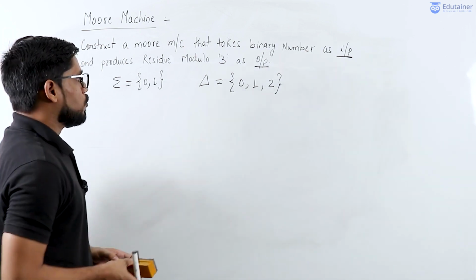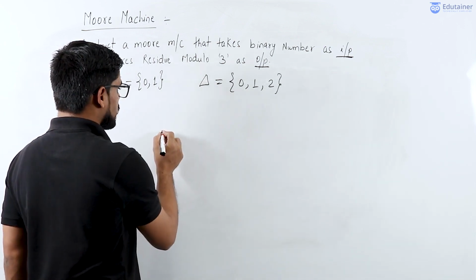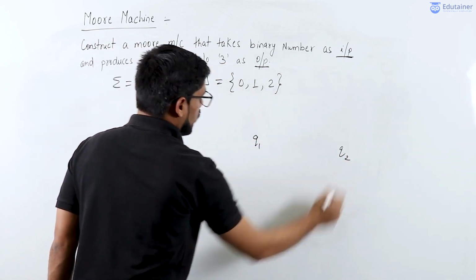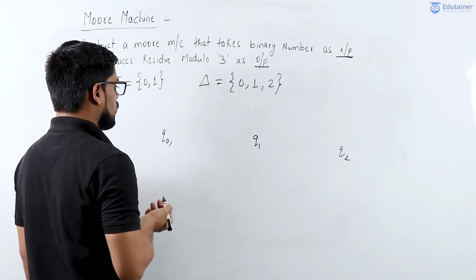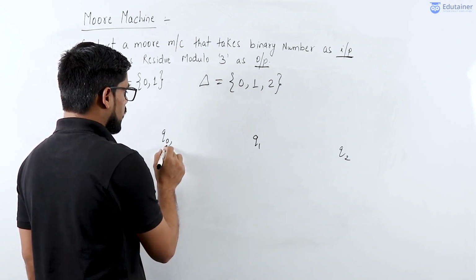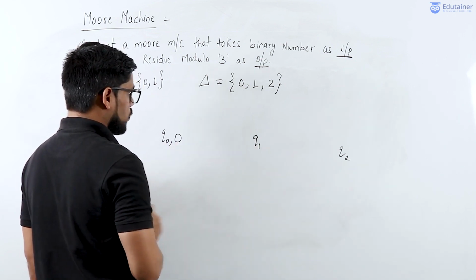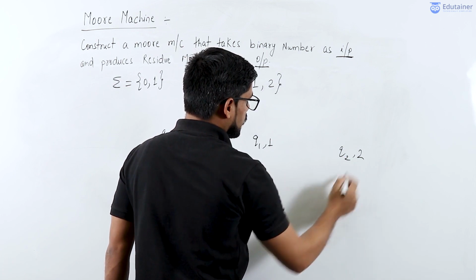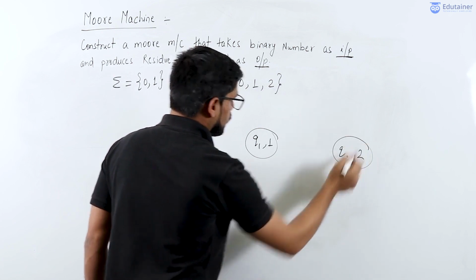So here three outputs are produced. It means that definitely we have three different states. Three different states are, let's say, Q0, Q1 and Q2. And this is a Moore machine. It means that we have to associate an output alphabet with every state given here. So the states given here are Q0, Q1 and Q2. So remainder 0 will be produced in state Q0, remainder 1 will be produced in the state Q1 and remainder 2 will be produced in the state Q2. Okay, these three different states.